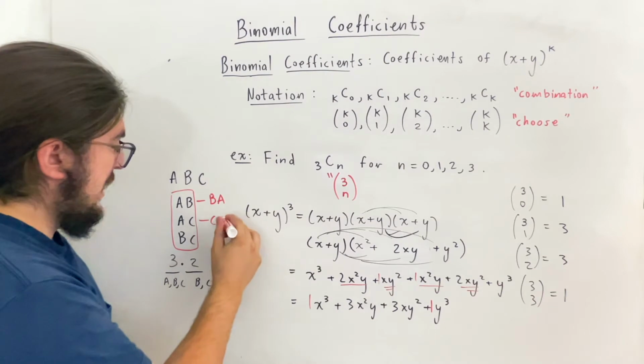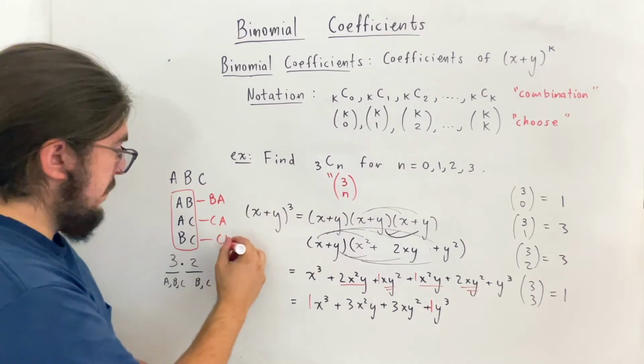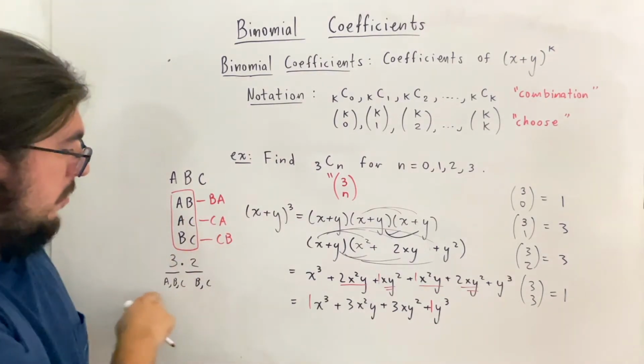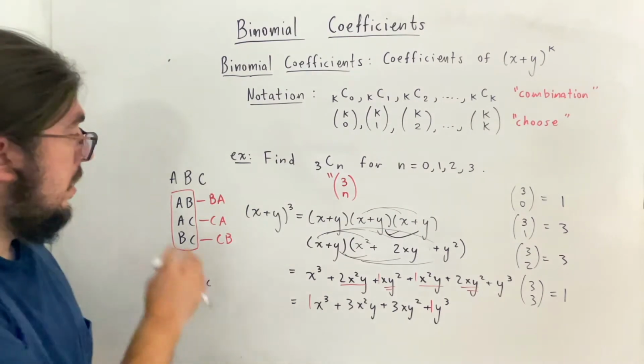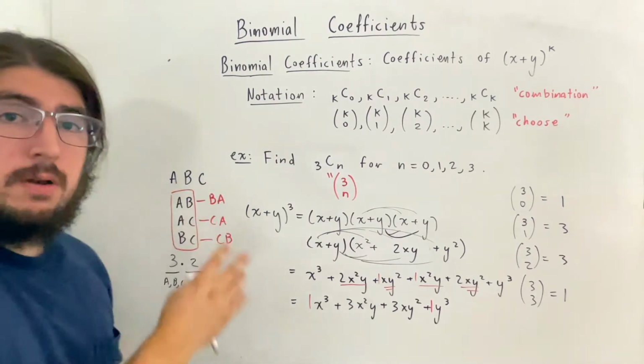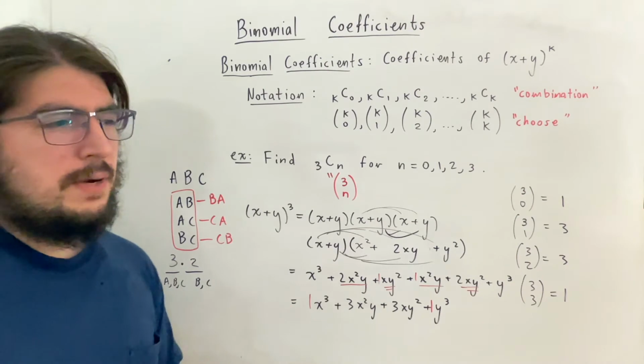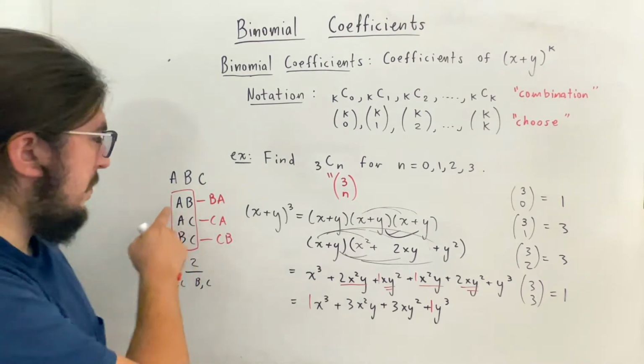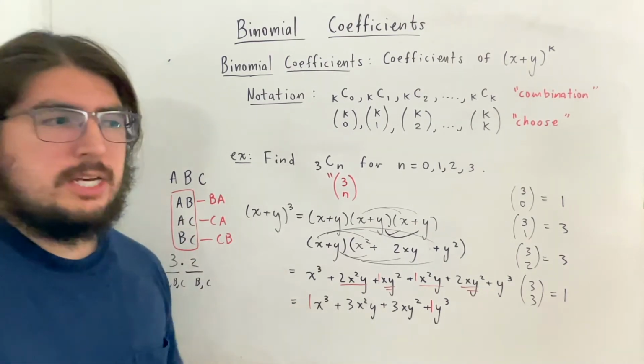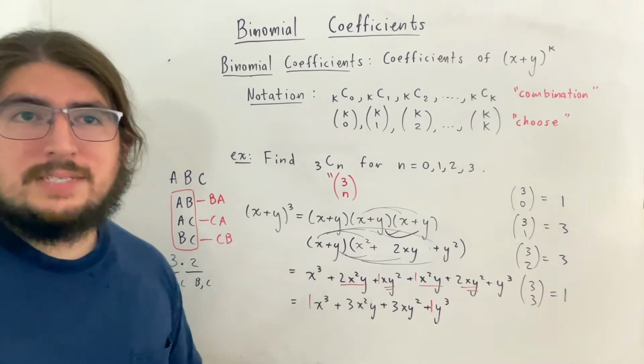BA, CA, and CB. Those are not accounted for here, but they would be accounted for in this selection. Notice like this, there's a total of 6 different possibilities. But do we really care if we pick person A before person B or person B before person A? I mean, it depends on the context of the question.